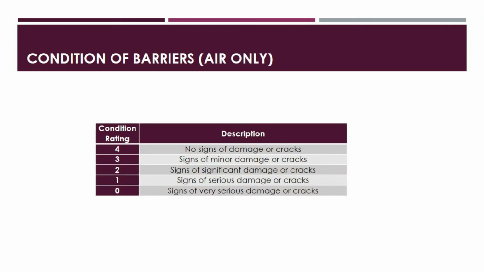The third category is condition of the interface barriers, and this actually only applies to the air-type switchgears. For a rating of 4, there are no signs of damage or cracks in the interface barriers. For a rating of 3, there are signs of minor damage or cracks in the interface barriers. For a rating of 2, there are signs of significant damage or cracks. For a rating of 1, there are signs of serious damage or cracks. And for a rating of 0, there are signs of very serious damage or cracks in the interface barriers.